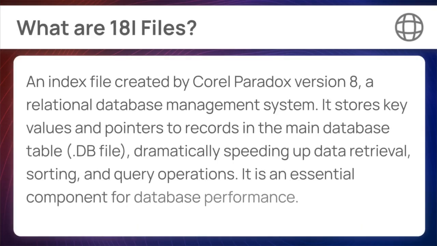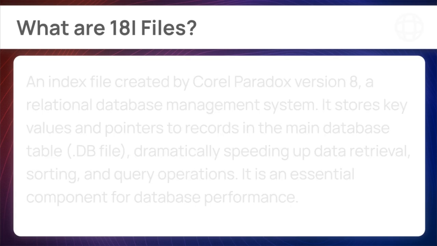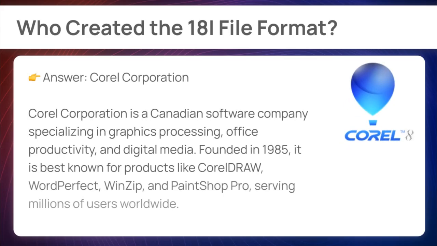An .18i file is an index file created by Corel Paradox version 8, a relational database management system. It stores key values and pointers to records in the main database table, the DB file, dramatically speeding up data retrieval, sorting, and query operations. It is an essential component for database performance.